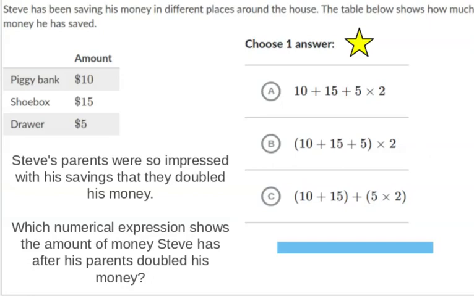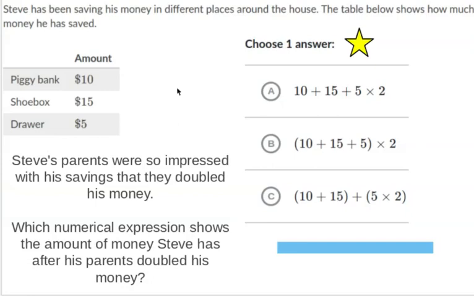So it says at the top, Steve has been saving his money in different places around the house. The table below shows how much money he has saved. So maybe you guys can relate to Steve, that you hide your money around your house or put it in different places. So you can see in Steve's piggy bank, there's $10. Then he found $15 in a shoebox. And then when he looked in his drawer, he found $5 more. So Steve's parents were so impressed with how much money he saved that they doubled his money.